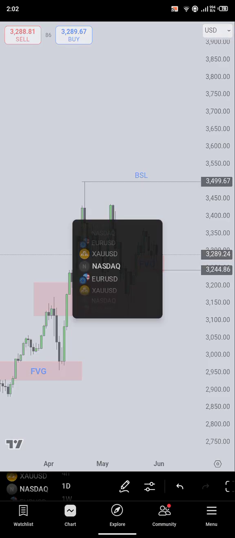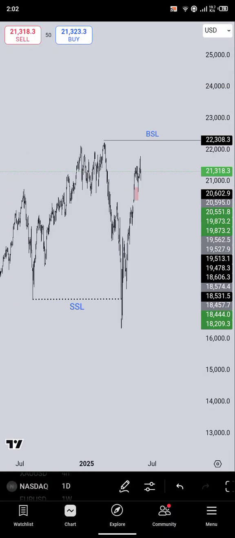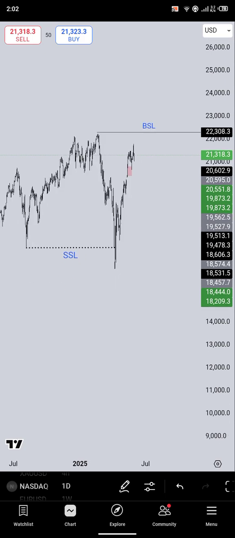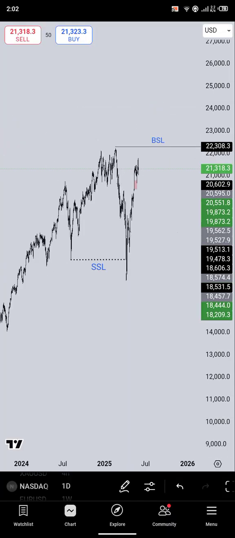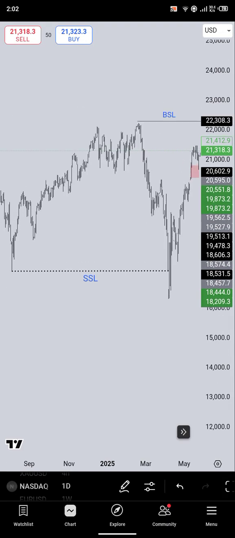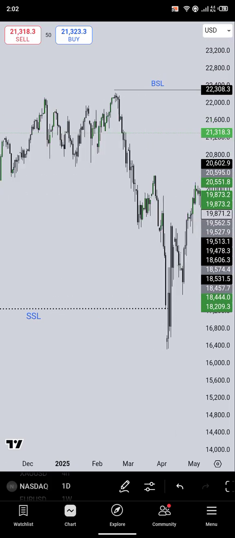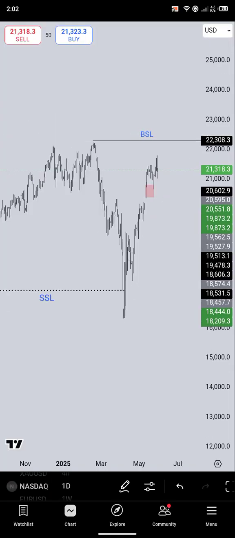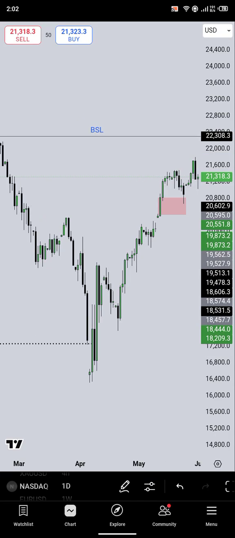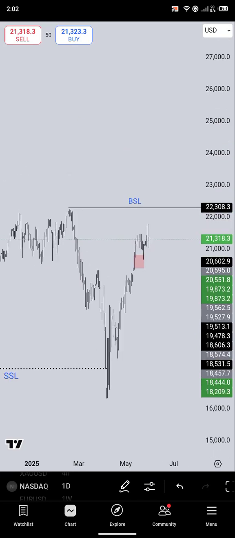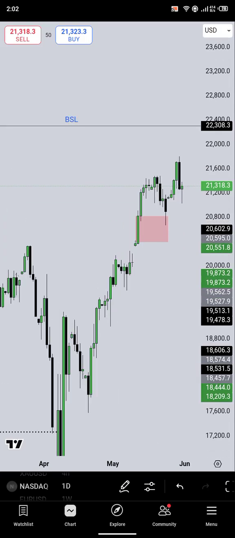So then the Nasdaq. For a while now, the Nasdaq has been respecting our buyers. So after this sell side liquidity here, price took it out and immediately we saw a change of state of delivery. So where do you think our next draw is going to be? This buy side liquidity up here, and it has continued to push upward.